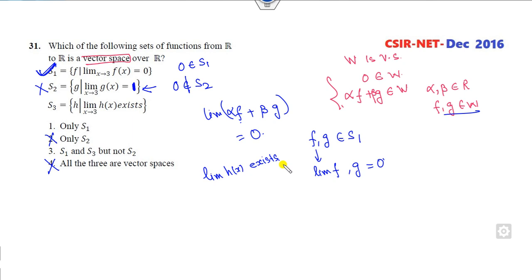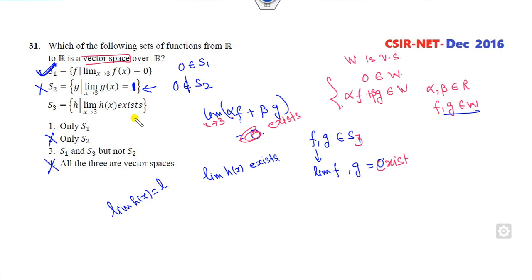What is the value of the existence? It is not given to you. If he said the limit of h(x) is L, then again, if L is non-zero, it is not a subspace. But he said existence. So what can I do? I can choose f and g from S3. So it means the limit also exists. If I take the limit from here, as x approaches 3, it also exists.